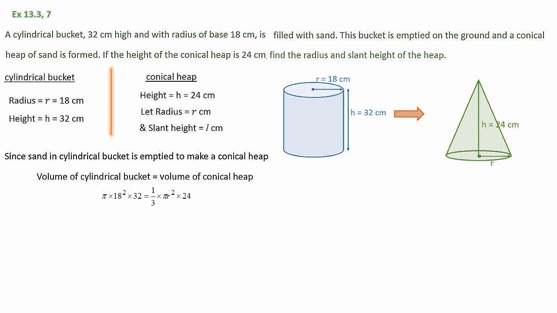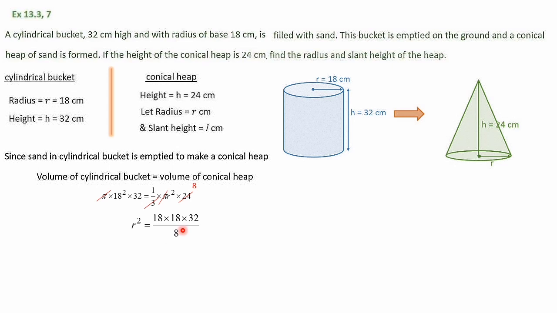Volume of cylindrical bucket we know is pi r square h. Substitute the values: pi into 18 square, h is 32. Volume of cone is 1 by 3 pi r square h, that is 1 by 3 into pi into r square, r we don't know, into h which is 24. On both sides pi we can cancel, and 3 and 24 we can cancel, 8 times. So the right side is r square into 8. From here we can calculate r square. This 8 we bring to the left side as a denominator, because on the right it is multiplication and on the left it becomes division. So 18 square into 32 by 8.